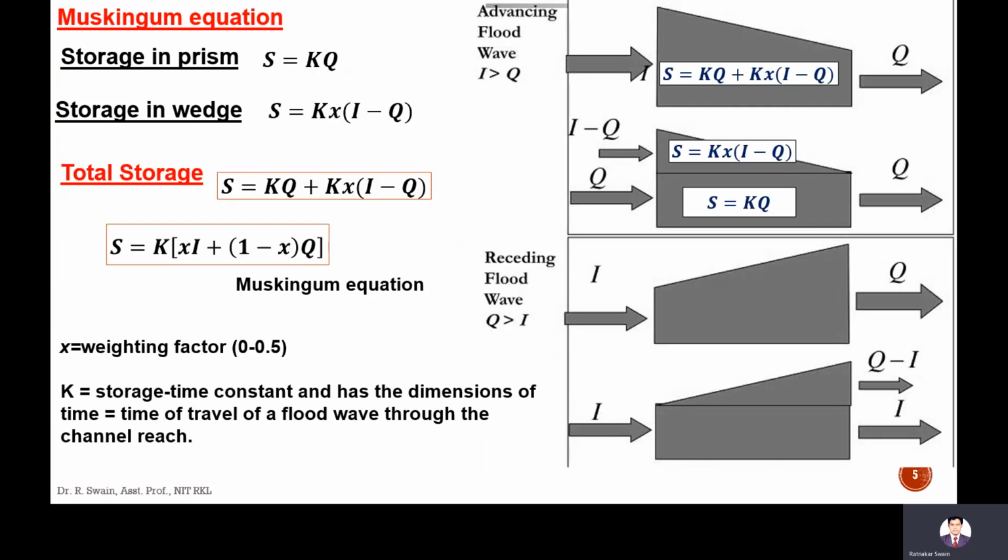Next is the Muskingum equation, and this Muskingum equation is very popular in channel routing and it's very important. It is widely used in hydrology.